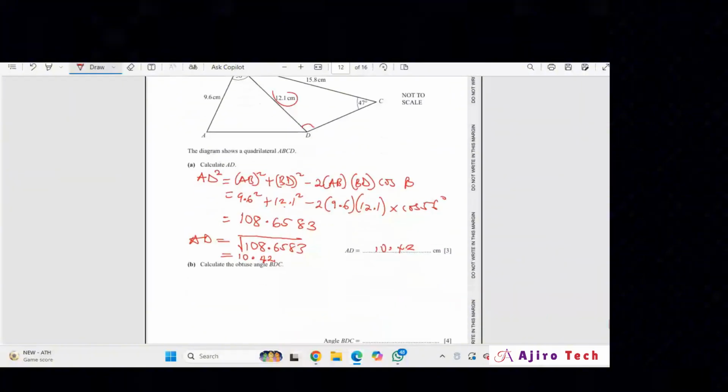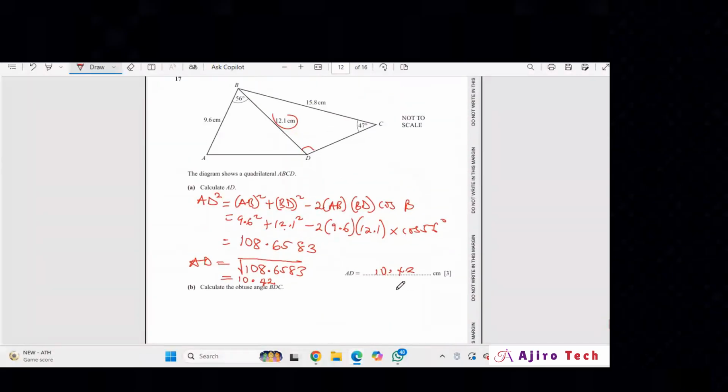So for us to get that angle, we can use sine rule, because the two sides are given and one angle. Yes, let's use sine rule. To get that angle D, we're using triangle BDC. So we can say 15.8 all over sine D is equal to 12.1 divided by sine 47. So this is the sine rule we're going to use.